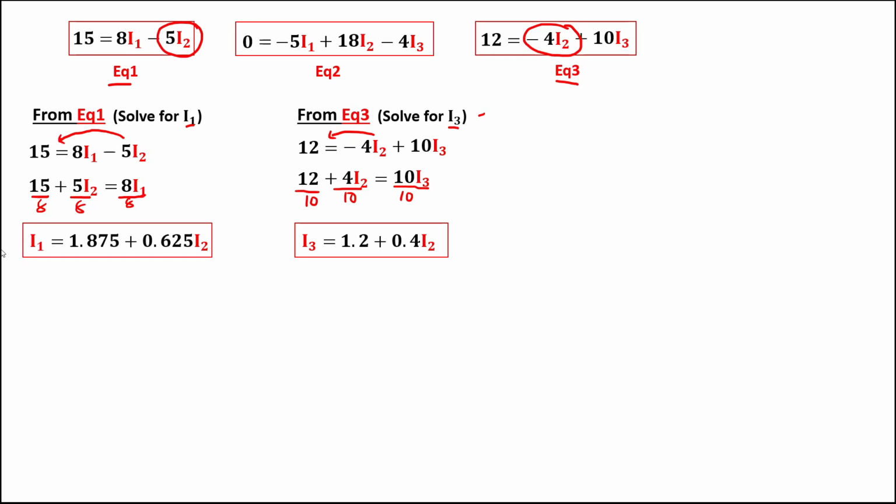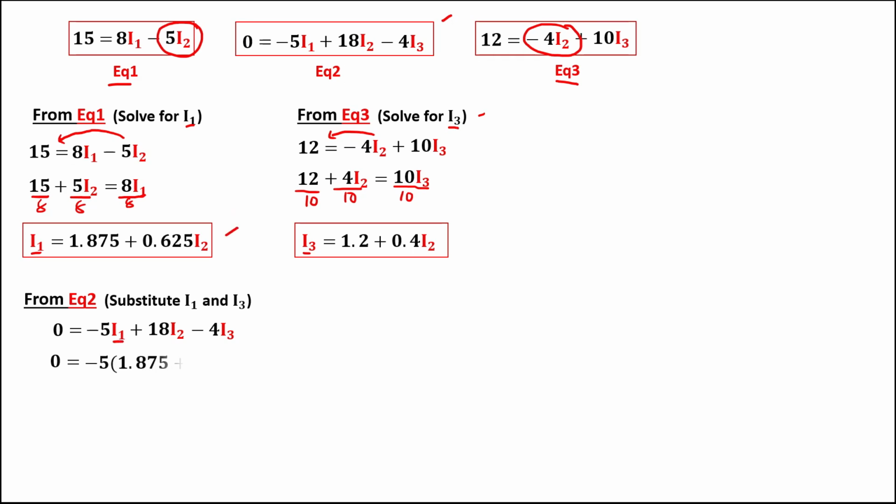So we now have the values for current 1 and current 3. We can now solve for current 2 from equation number 2. Just substitute current 1 and current 3. From equation number 2, current 1 is this value, so we have negative 5 times the value for current 1, plus 18 times current 2, and current 3 is this value, so negative 4 times the value for current 3.